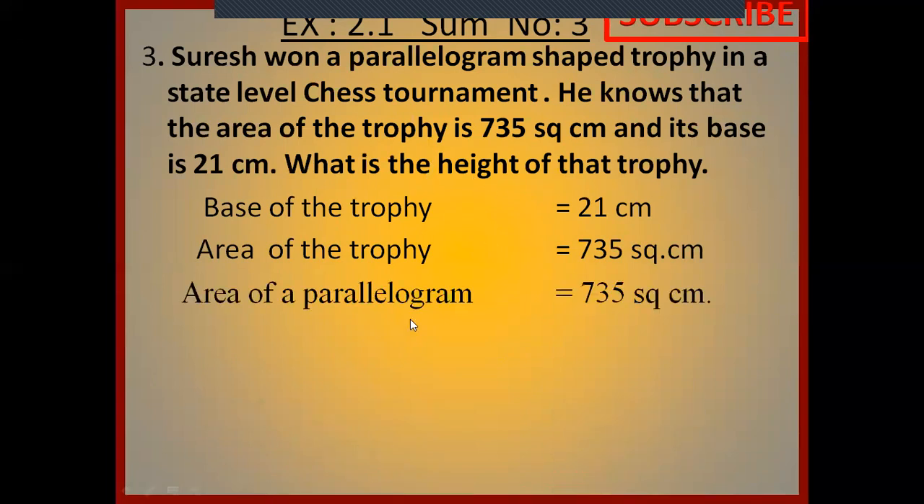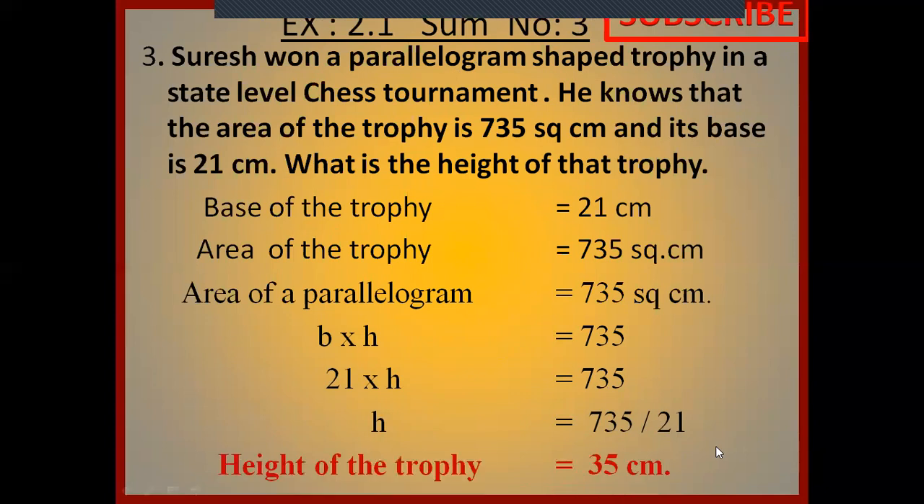So since the trophy is in the shape of a parallelogram, we take it as area of the parallelogram, which is base into height. So we know the base of the trophy, which is 21. Therefore, 21 into h is equals to 735. So the height of the trophy is 735 divided by 21. So you get the height of the trophy as 35 centimeter.